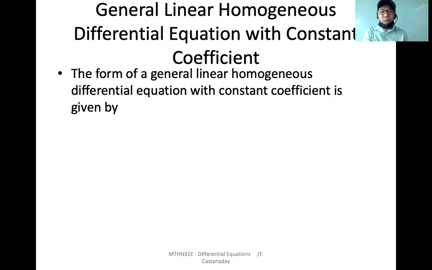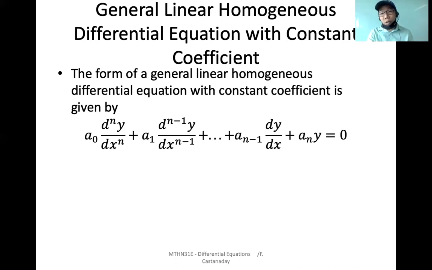General linear homogeneous differential equation with constant coefficient. Now, the form of a general linear homogeneous DE with constant coefficient is this one. Take a look at this. A sub 0 times the nth derivative of Y with respect to X plus A sub 1 times the nth derivative minus 1. That means if this is the 6th derivative, the next one is the 5th derivative of y with respect to x, and so on. So this is linear, with constant coefficient.